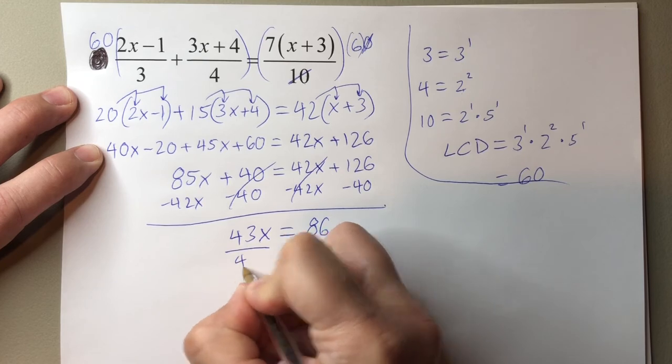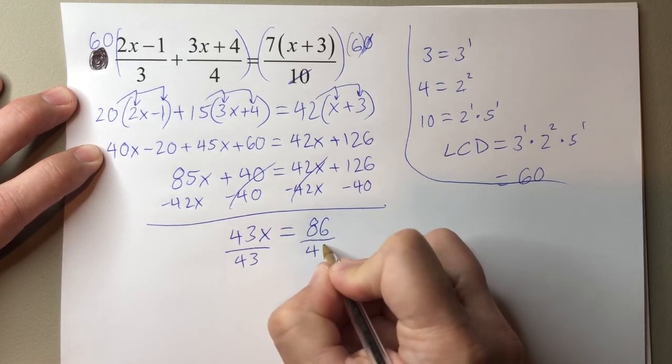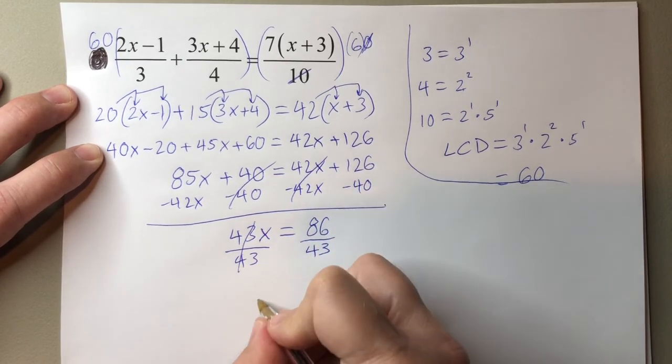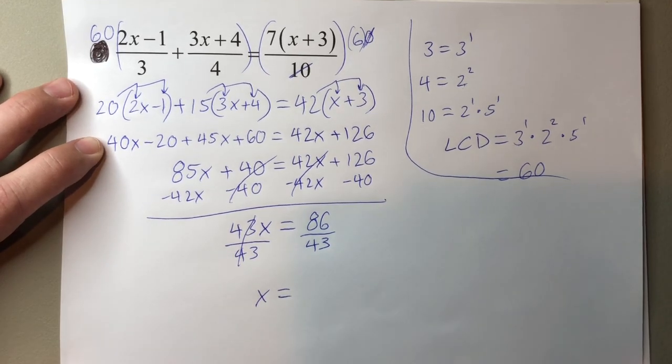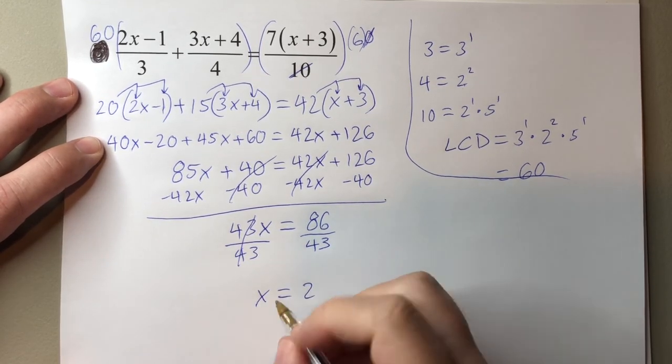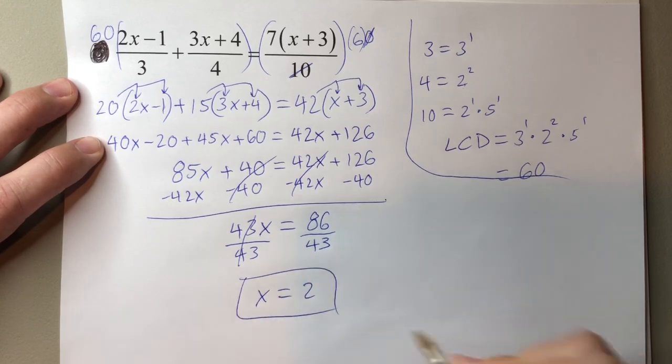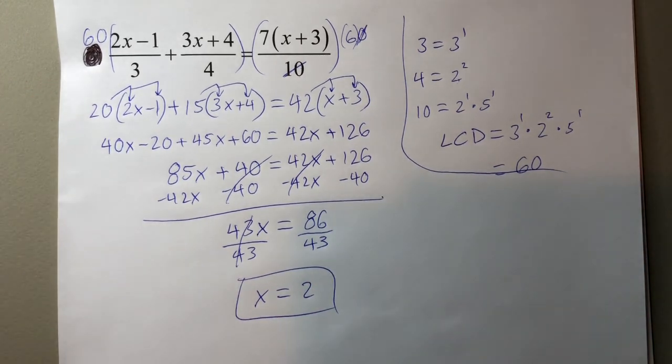At this point, you would divide both sides by 43, leaving you with x equal to 2. That's right. x equals 2. Finished with example number 3. I hope you're having fun.